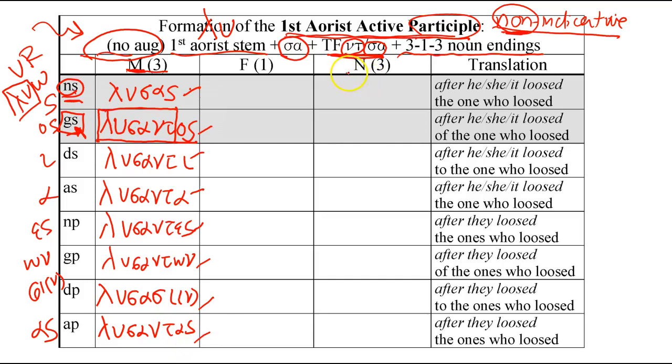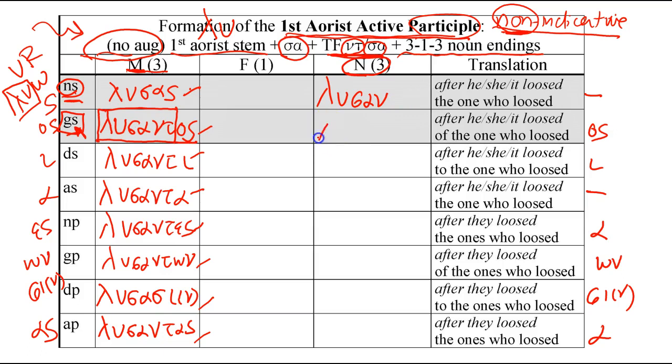And let's go over now to the neuter forms. They also use the third declension endings, but for the neuter forms, the endings are nothing, os, i, nothing, a, on, si or sin, a. And so when we add to lusant, here's our stem, lusant, and we add nothing to it, the tau drops, and so the final form for the nominative singular neuter is lusan.